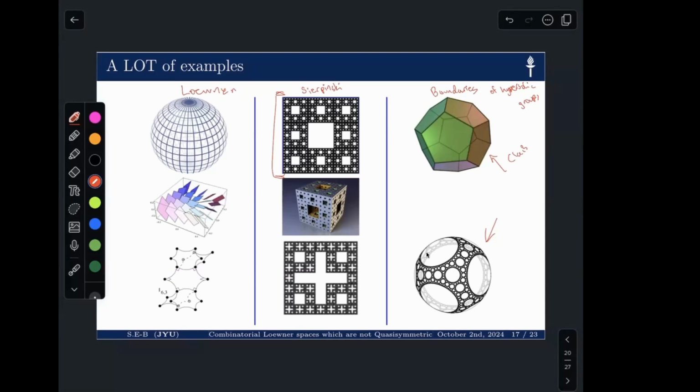Well, the strongest support in favor of asking this question is the quasi-symmetric invariance of the combinatorial Loewner property, right? That certainly suggests that this is the right and natural condition. Thank you, Bruce. This was a very good addition to the history.